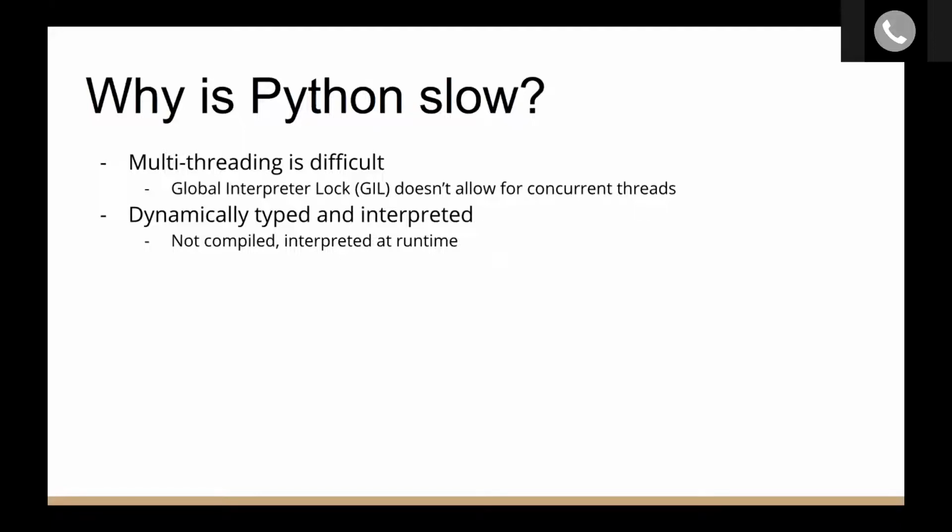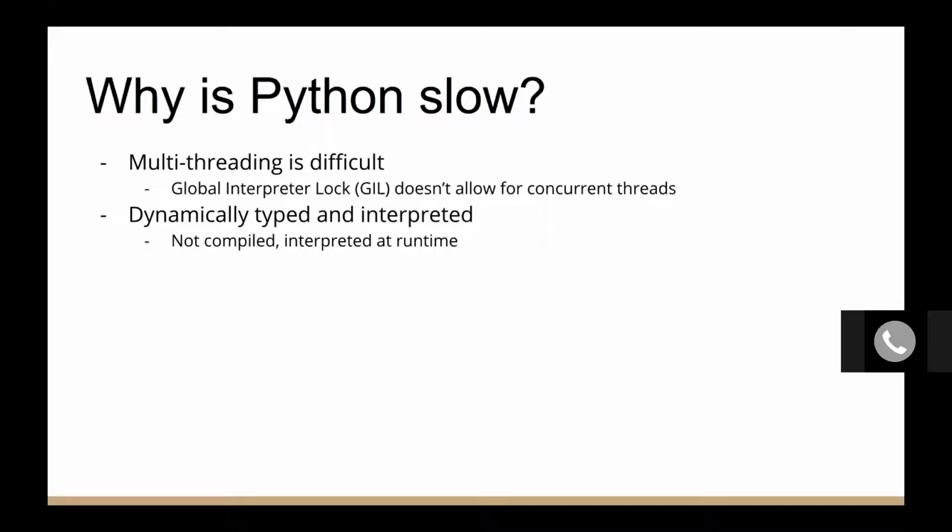In addition to that, it's a dynamically typed language. This means that it's not compiled. It's interpreted at runtime, so the types of variables are not known until the program is actually run. So given these two things, Python is not naturally a fast language like maybe C or Java are, but we can work around that. We're not doomed to live with slow Python code forever.